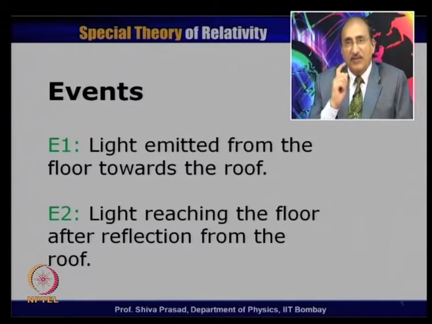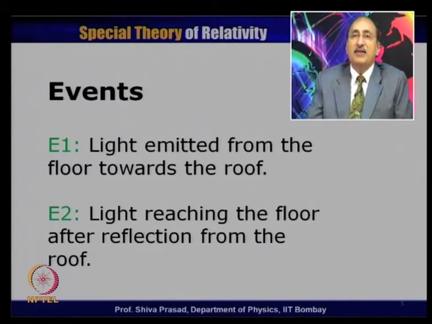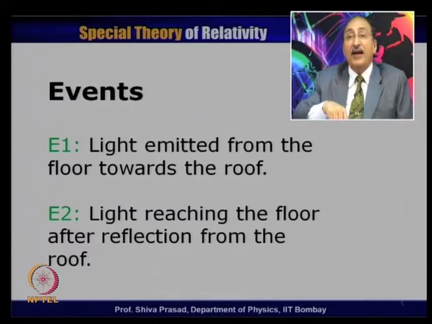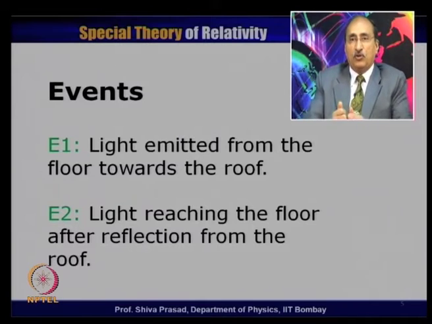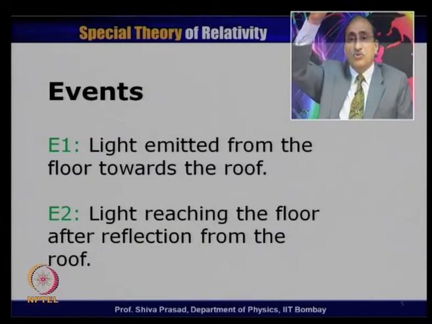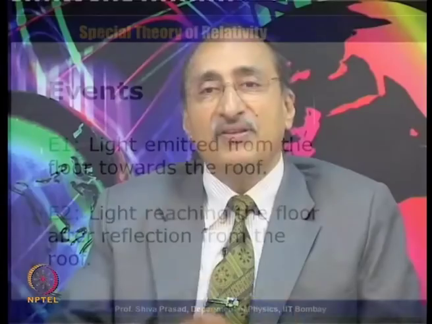So, this is event number 1, the light being emitted from the floor of the compartment and trying to go towards the roof. Then the light goes up, comes back and is received back at the ground. When it is received back, we call that event 2. So, my event 2, which I have written here, E2, is light reaching the floor after reflection from the roof. So, light being thrown is event number 1, light goes up, comes back, received at the ground, that is event number 2.